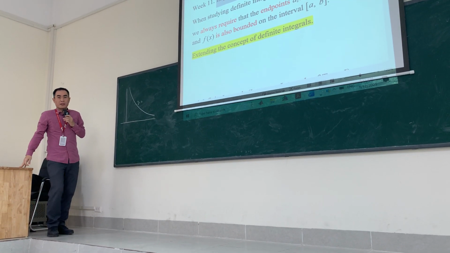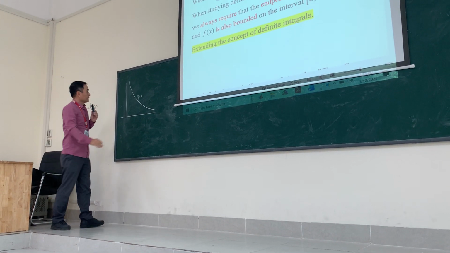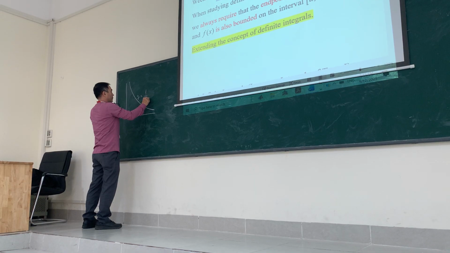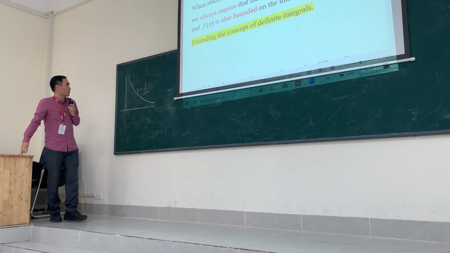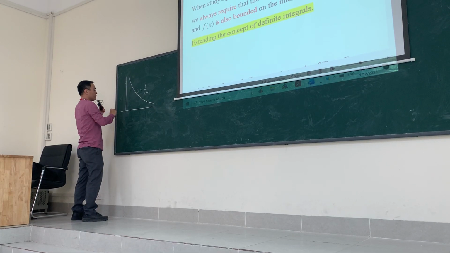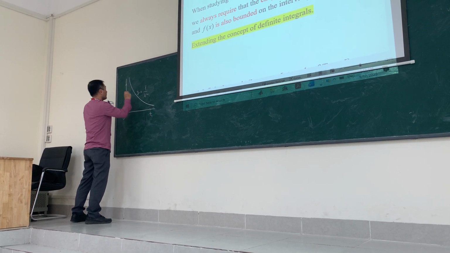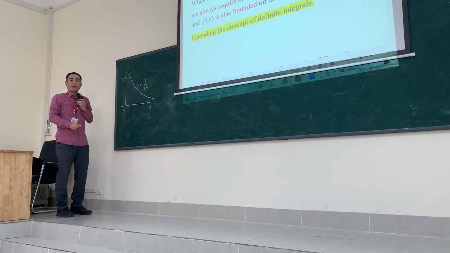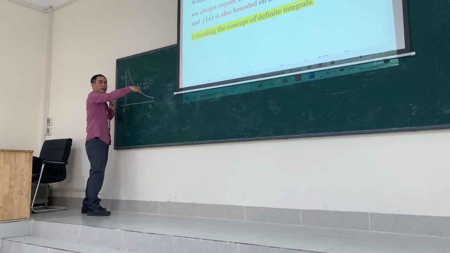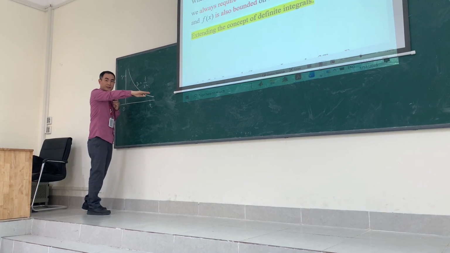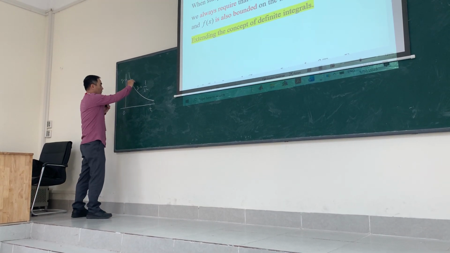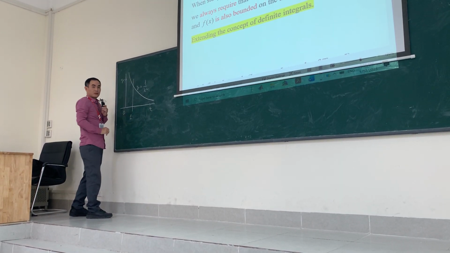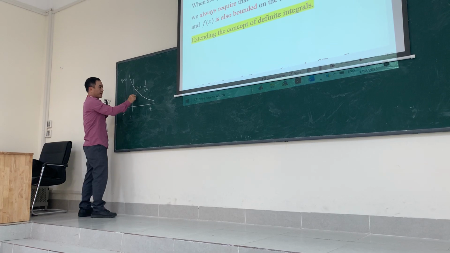We need to estimate the area under the curve. The curve we consider is y equals 1 over x squared. It belongs to the Oxy plane. Now, you can see the curve here doesn't intersect the x-axis. We want to estimate the area under the curve.